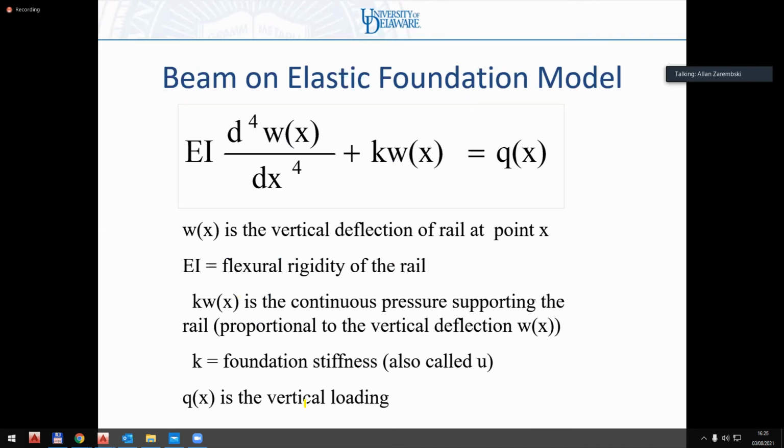So I'm going to give you a little quickie introduction into the differential equations behind it. It's important enough that I want you to at least understand a little bit the theory behind it. I'm not going to test you so much on the theory, but I will tell you right now, beam and elastic foundation, the application of that will be on the exam.